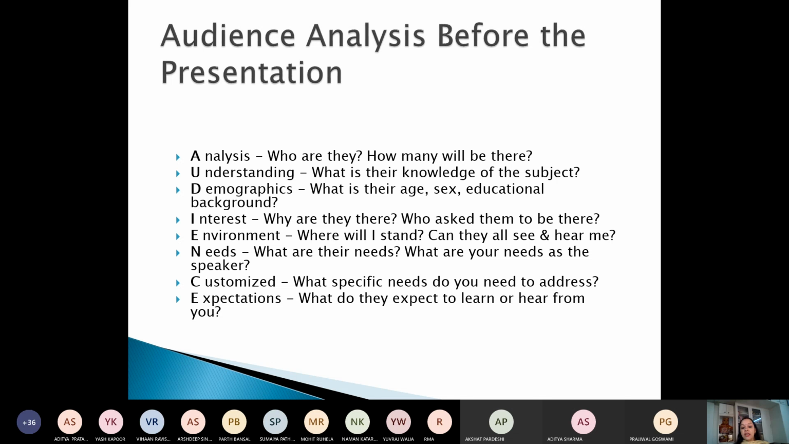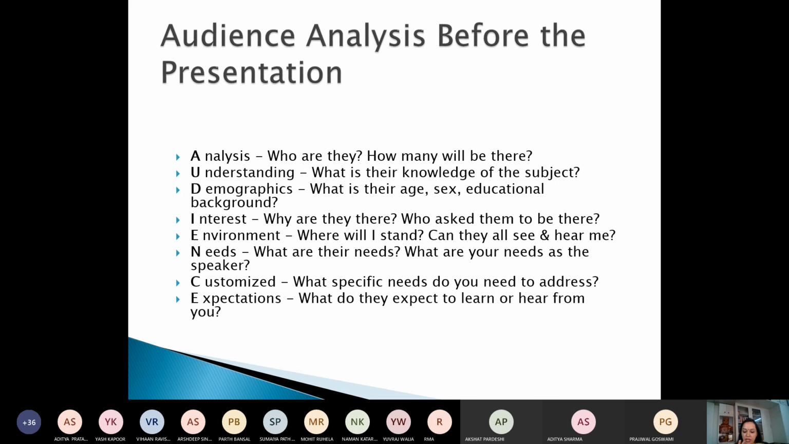Needs: what are their needs and what are your needs as a speaker? This again, you correlated it when you were discussing the interest level of the audience, that I must do a need analysis of my audience. What is it exactly that they want from me? And what is my need as a presenter? What is it that I want to share? Which aspect of knowledge I have can benefit my audience? Very, very important.